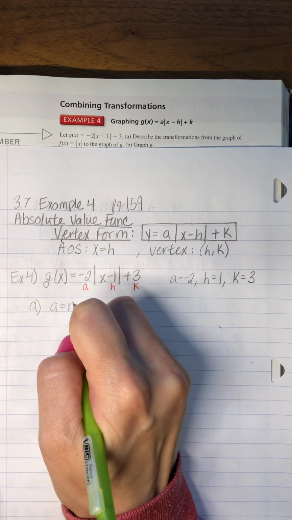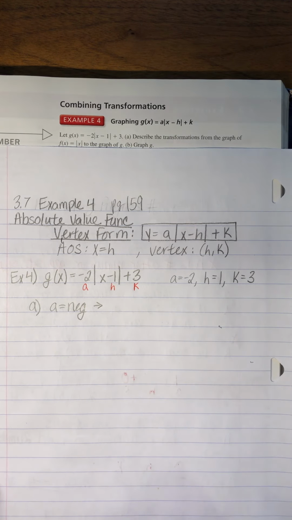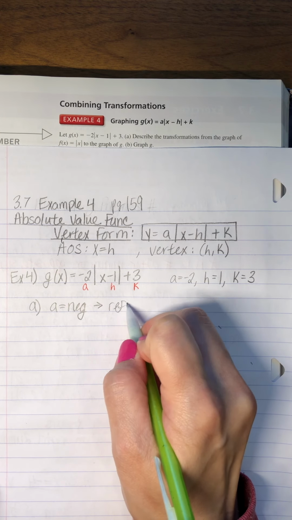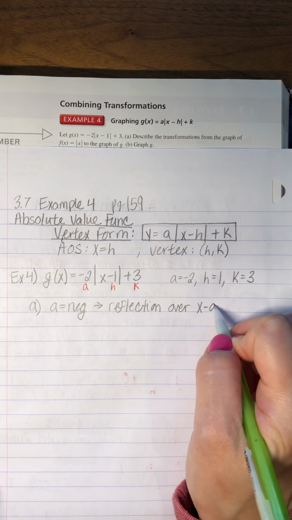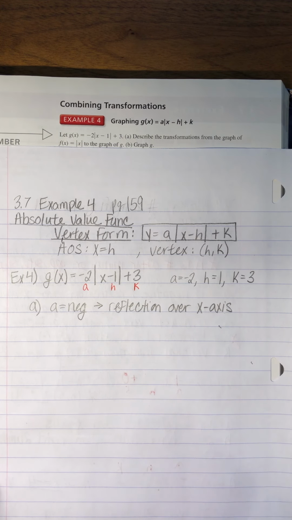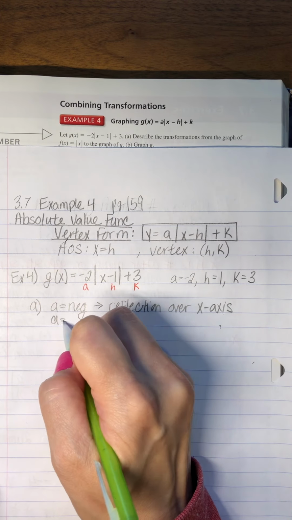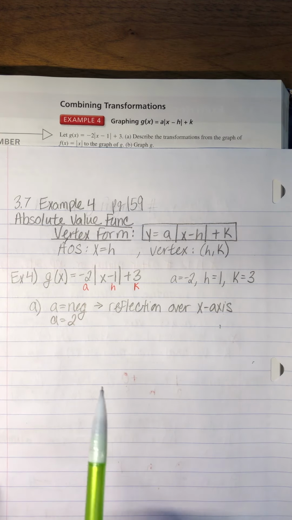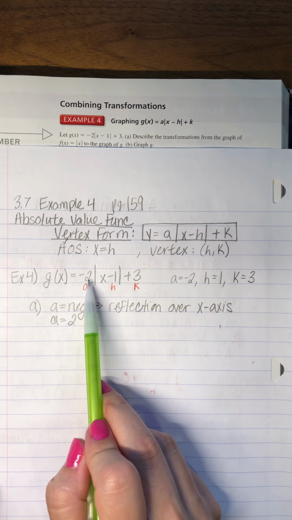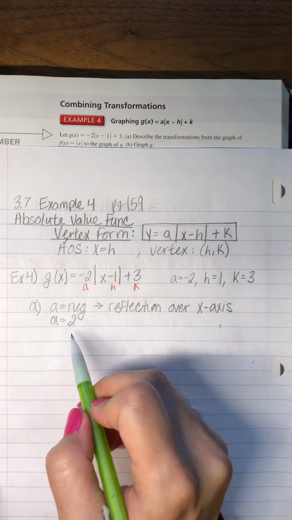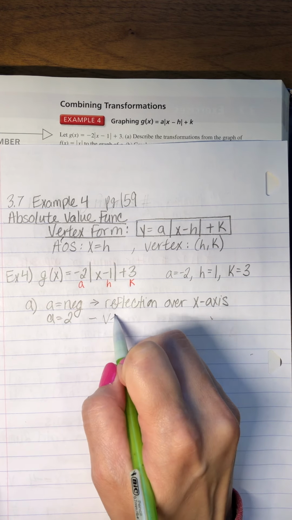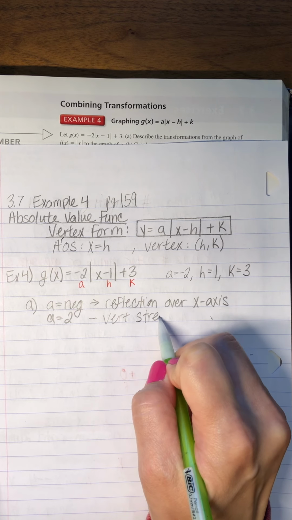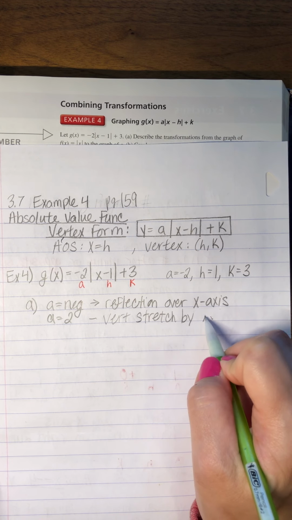Okay, let's describe our transformation. The first thing I can say about A is that it's negative. When it's negative, this is a reflection over the x-axis. So that means our V is going to point down. The second thing that I'm going to talk about for our A is the value of A without the negative sign. So I'm just going to talk about the 2 now. Since this 2 is bigger than 1, this is a vertical stretch by a factor of 2.